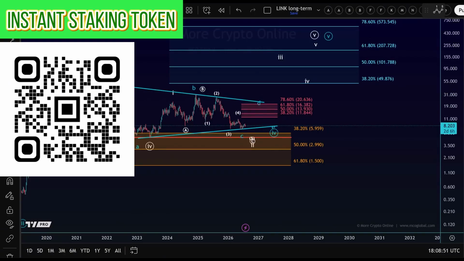Now, let's also take a look at what Chainlink is doing on the smaller time frame.